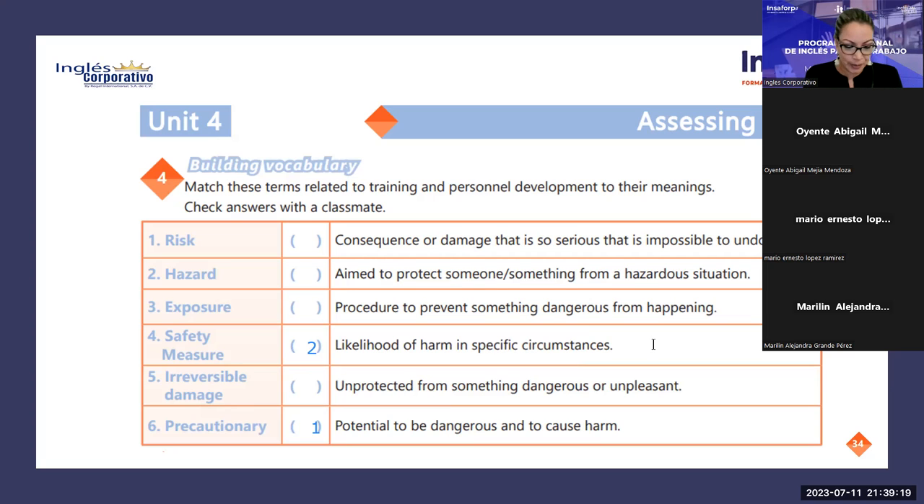Great. Continue, please. Exposure. To protect from something dangerous or unpleasant. Excellent. Safety measure. Procedure to prevent something dangerous from happening. That is a safety measure. Okay, let's read there. Number four. Procedure to prevent something dangerous from happening.